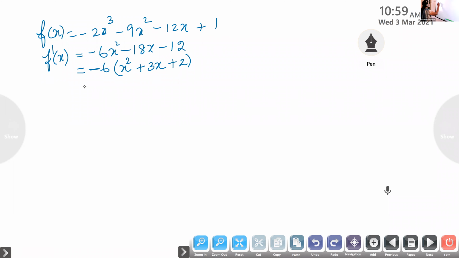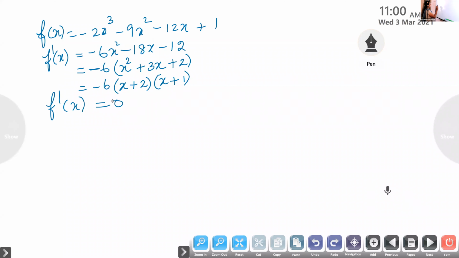Can you give the factors? Product is 2, sum is 3. Aparna, what will be the 2 factors? 2 and 1. So what will be the factors? x plus 2 into x plus 1, isn't it? So write in factors. After finding f dash of x, write the factors, then after writing the factors, equate it to 0.